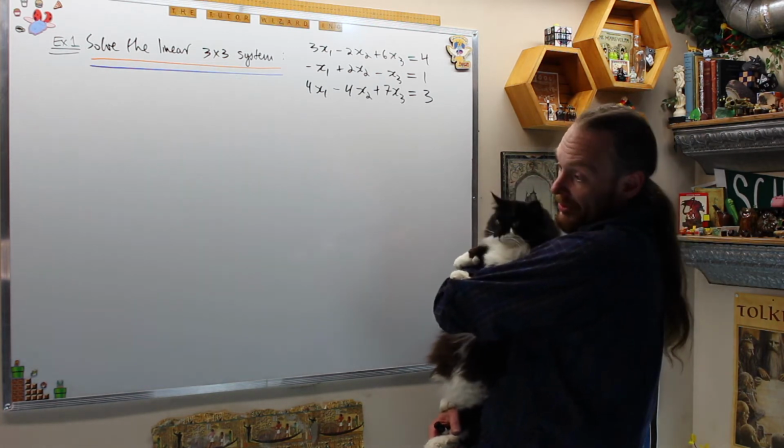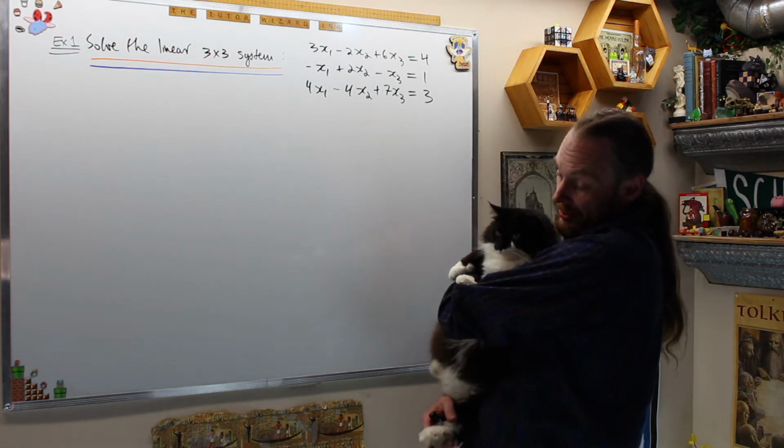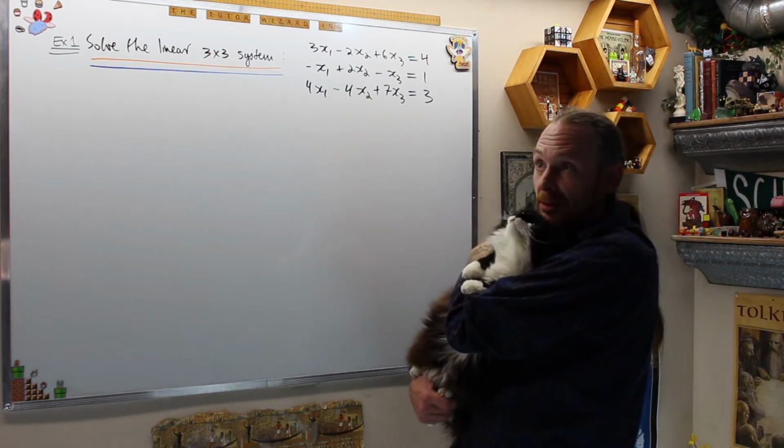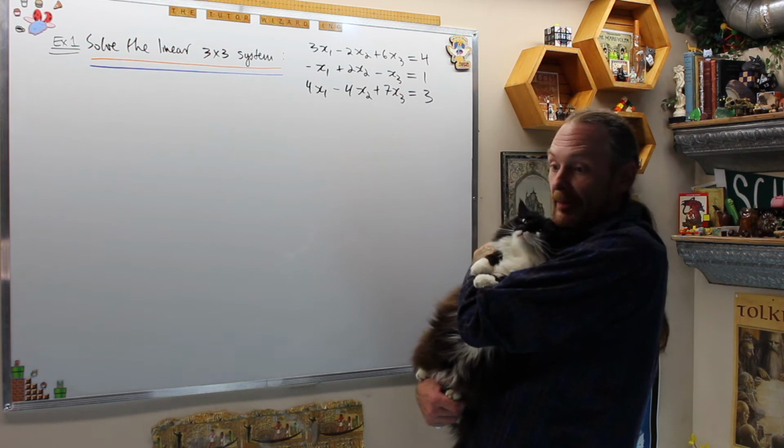We're going to augment the matrix. We're going to use Gaussian elimination to row echelon form. Then we're going to use the last row to see whether we have one solution, no solution, or infinitely many solutions. You ready?